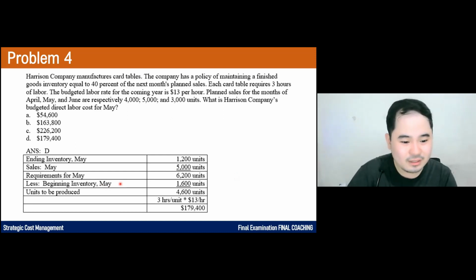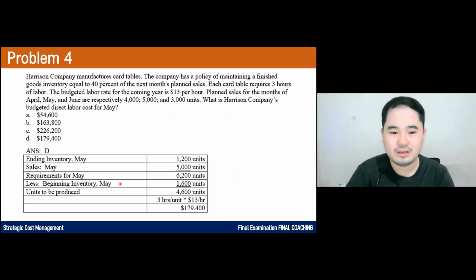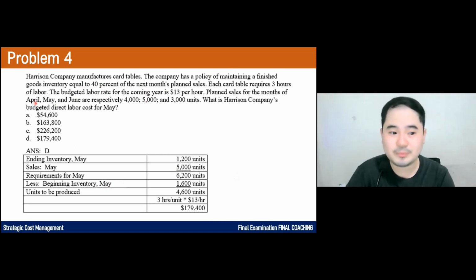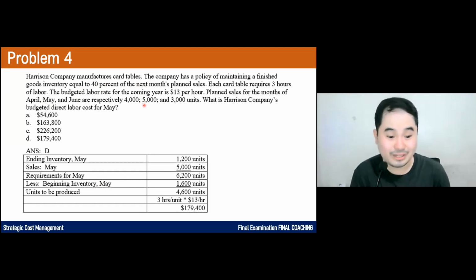Okay. The beginning inventory in May is the ending inventory for April. If the ending inventory and then the sales for May is 5,000. Finished goods inventory is 40% of the next month's planned sales. So if your ending inventory for April is 40% of the next month's sales, which is 5,000. Mali yung problem. Sorry. So that's 5,000 multiplied by 40%. That's actually 2,000. Mali po ito. 2,000 po ito. So that would be, sulat ko na.